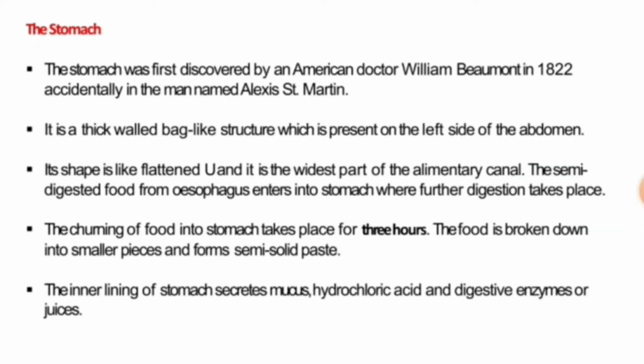The stomach was first discovered by an American doctor, William Beaumont, in 1822, accidentally, in a man named Alex St. Martin. It is a thick walled bag-like structure which is present on the left side of the abdomen. Its shape is like a flattened U and it is the widest part of the alimentary canal. The semi-digested food from the esophagus enters the stomach where further digestion takes place. The churning of food in the stomach takes place for 3 hours. The food is broken down into smaller pieces and forms a semi-solid paste.